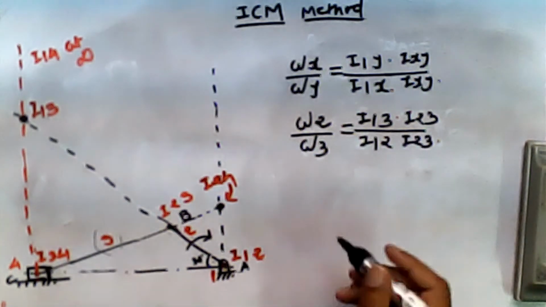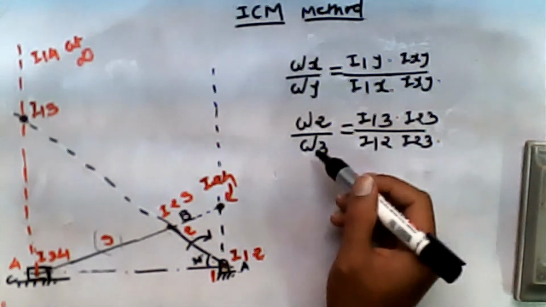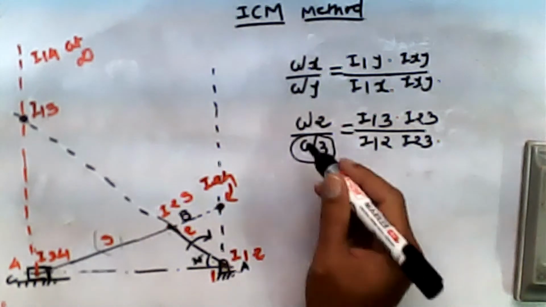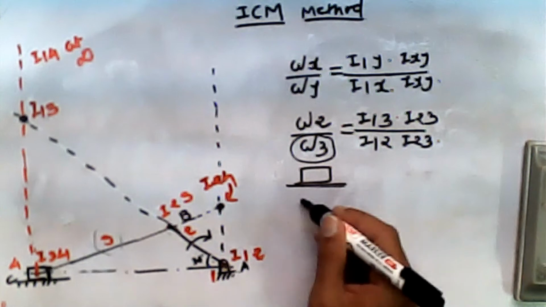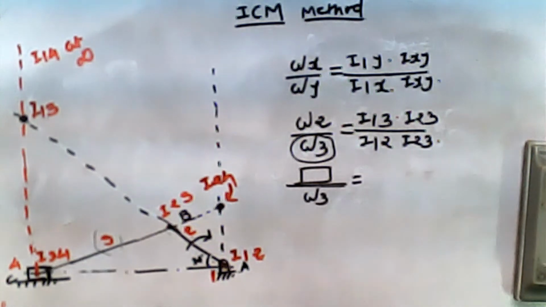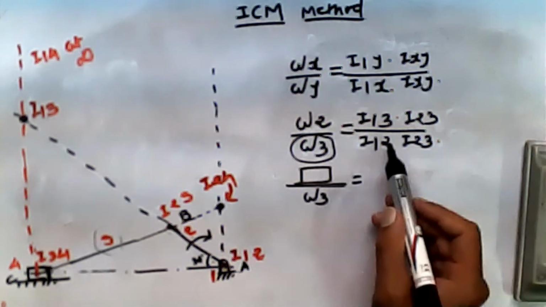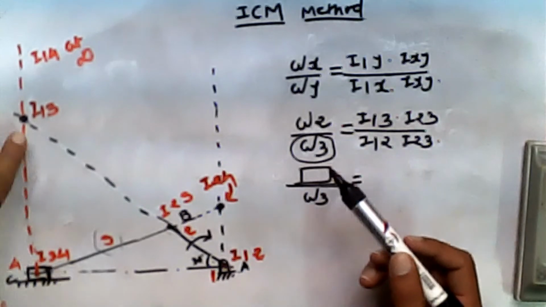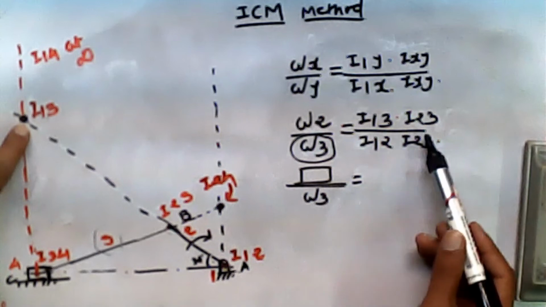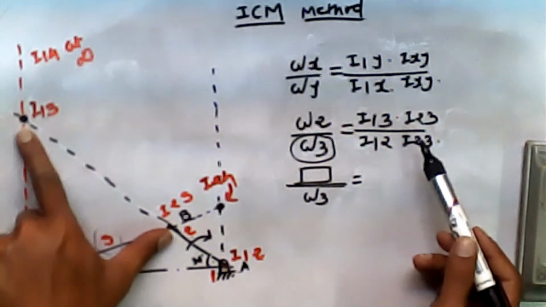Correct. So now this is unknown. Omega 3 I need to determine. Omega 2 you have calculated, so you have certain answer here. Omega 3 is the unknown. Now it is quite simple. I13, I23. Where is I13? I13 is here. I23 is here. Now take a scale.